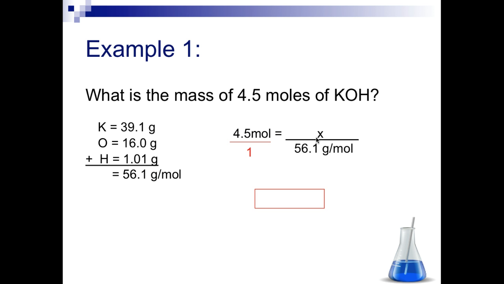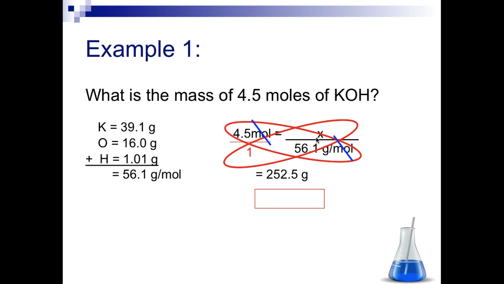And then we are going to cancel moles. We have moles in the top, moles in the bottom. Then we're going to crisscross. So we're going to get 1 times X equal to 4.5 times 56.1. When you do that and solve, you get 252.5 grams. We have more than 1 mole of KOH, so our mass calculated should be larger than the mass of 56.1.